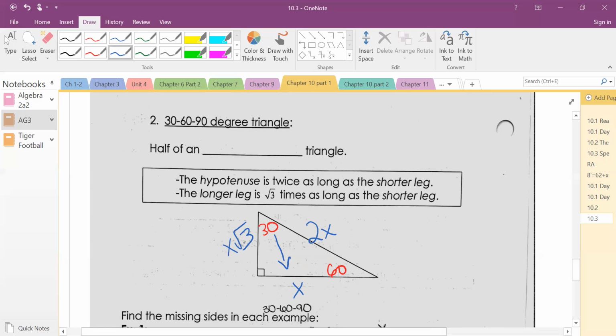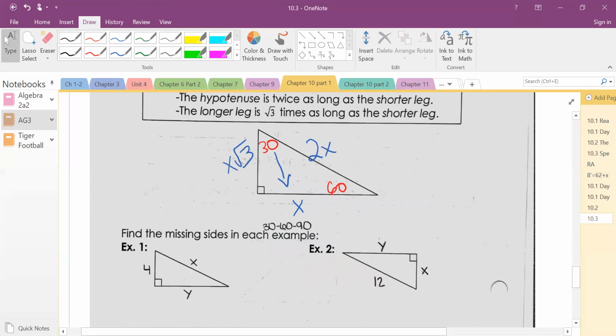All right, now we got to use that. Find the missing sides in each example. We can do that. Let's make this 30, let's make this 60, and we know that one's 90. First things first, what are we given? We are given the short side. So everything is going to be based off of that side. So let's just follow our rules here. Those are my rules for it.